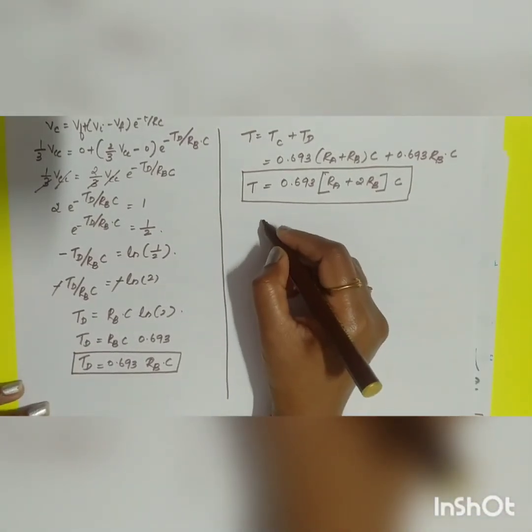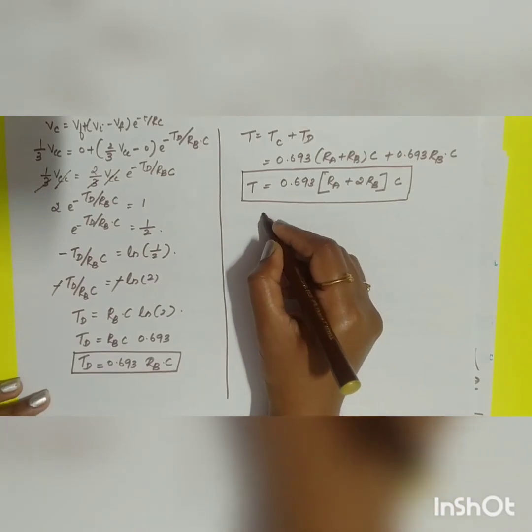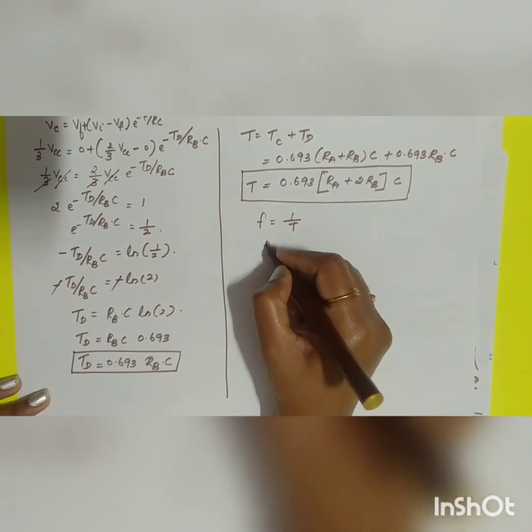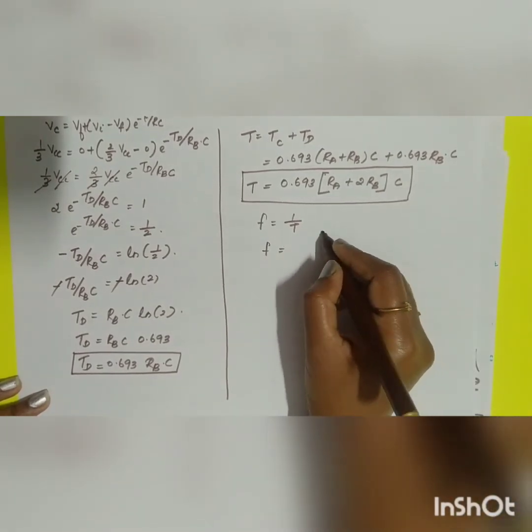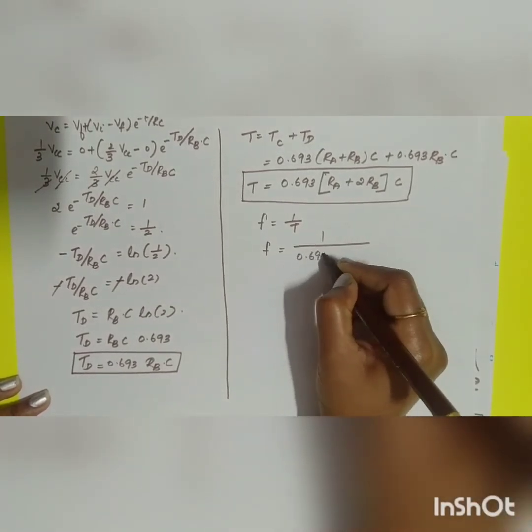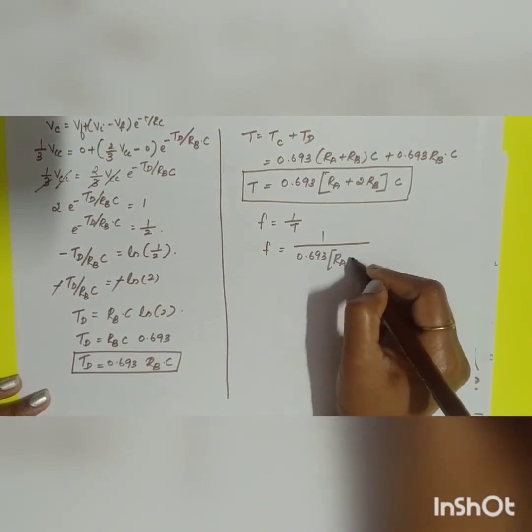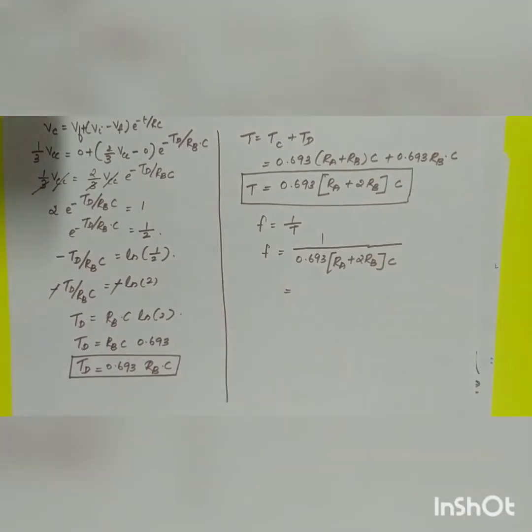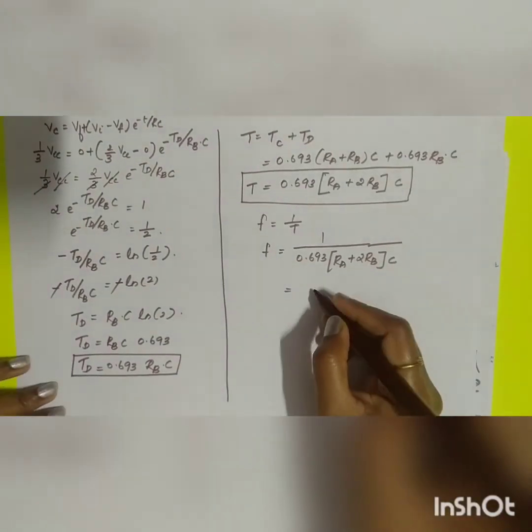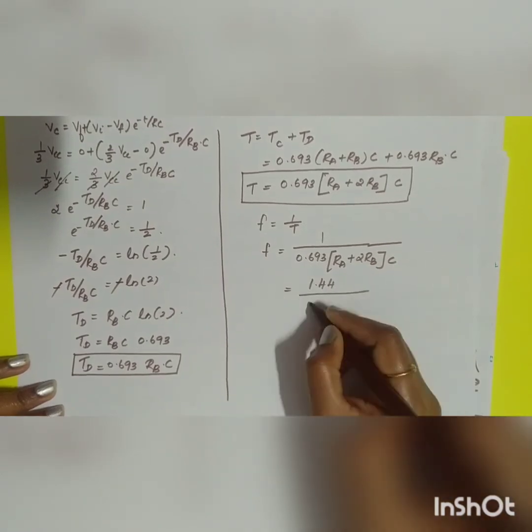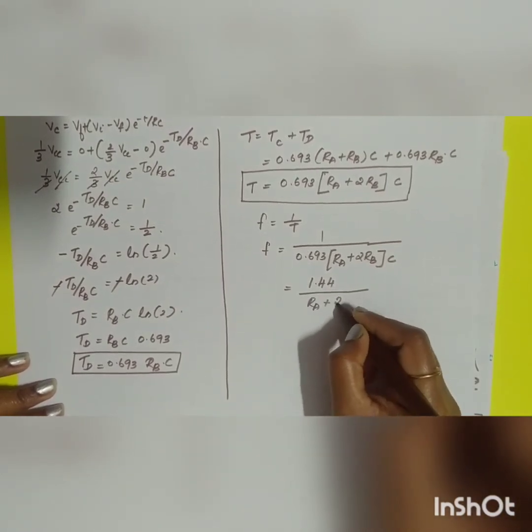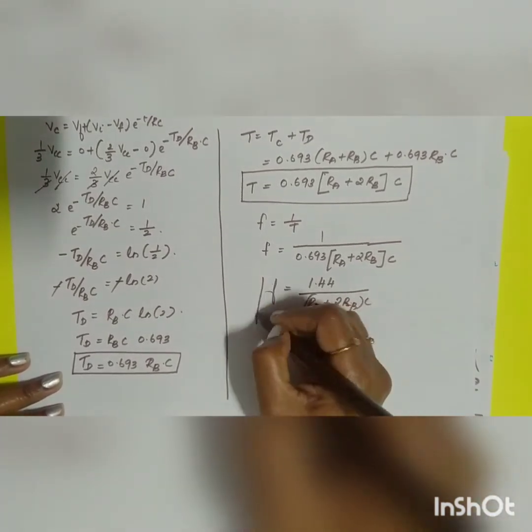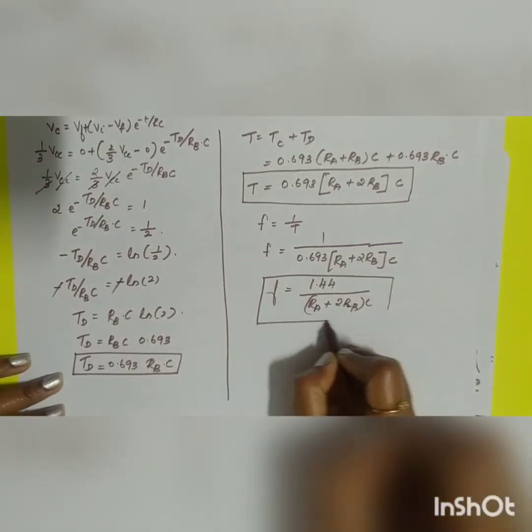Now this is called a free running oscillator. So your frequency of oscillation f is equal to 1 by T, right? Substituting the value for T, f is equal to 1 by 0.693 into (Ra plus 2Rb) into C. So 1 by 0.693 is equal to 1.44, so f is equal to 1.44 divided by (Ra plus 2Rb) into C. So this will be your expression for the frequency.